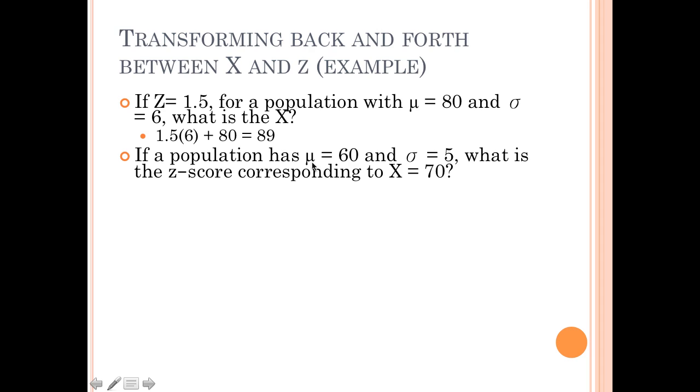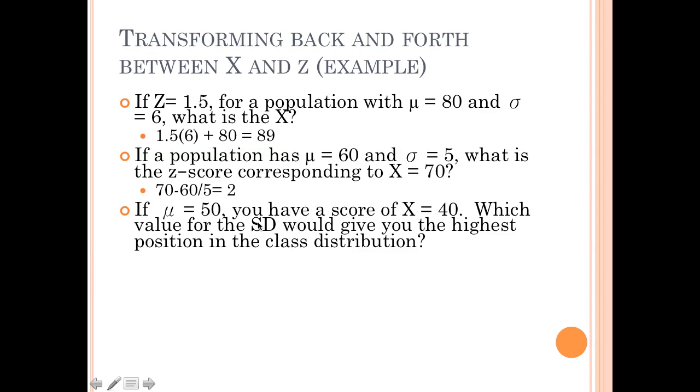If a population has a mean of 60 and a standard deviation of 5, what is the z-score corresponding to x equals 70? Here you would just use the formula as it was written on the last slide, and it would be a positive 2.